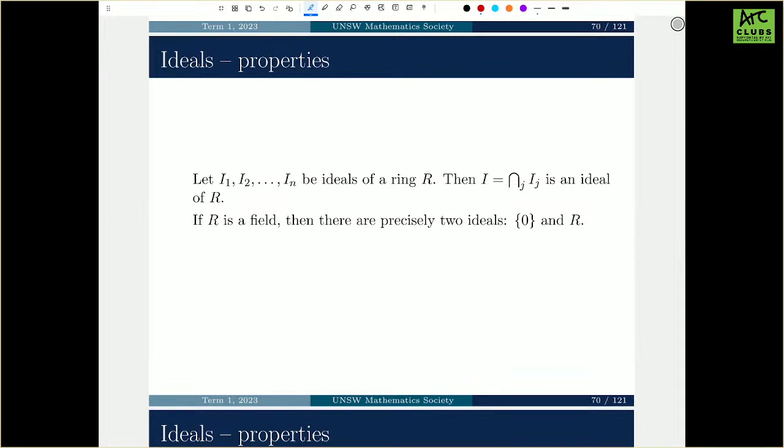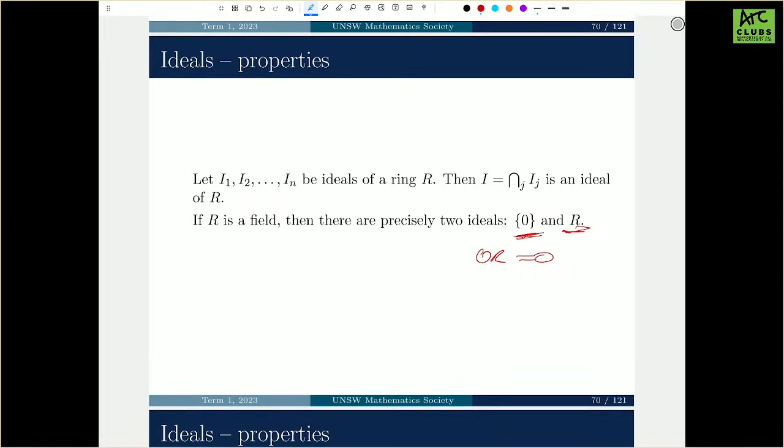Next, if R is a field, then there are precisely two ideals. The zero ideal and R. The idea being that any non-zero element in the field, you can take its inverse. And we've shown previously that if an ideal contains a unit, an invertible element, then the ideal is just the whole ring. Alternatively, you can just multiply by the inverse to get 1, and then you know you've got R. And there's the zero ideal as well, because 0R equals 0. And you know that 0 anyway is an abelian group, just a trivial group.